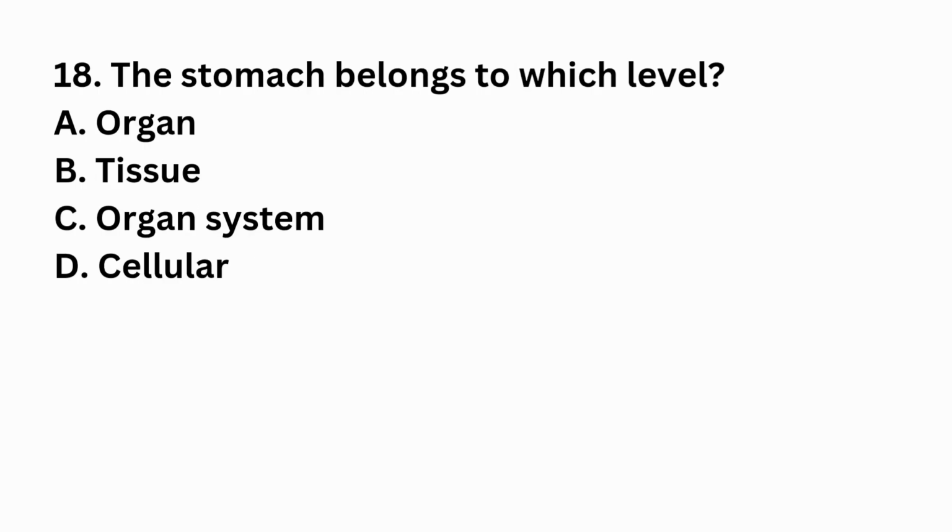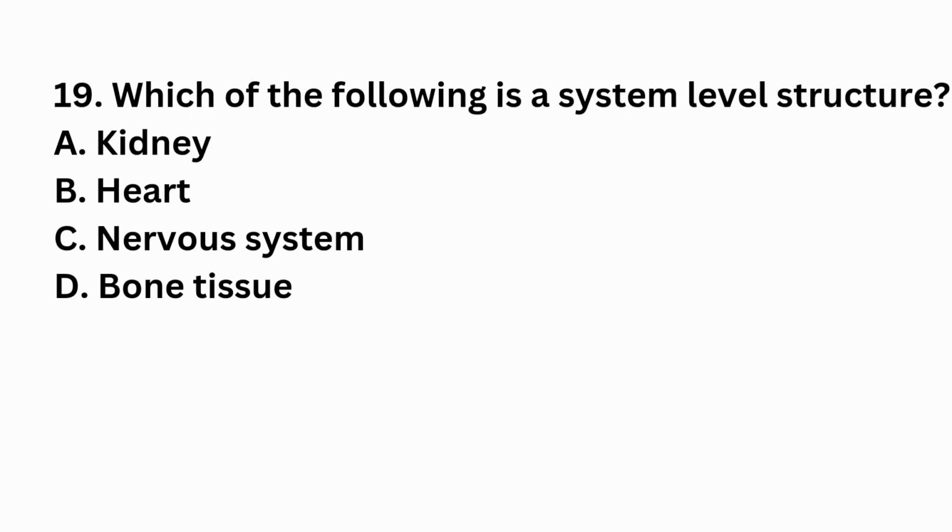Question number 18. The stomach belongs to which level? The correct answer is option A, organ. Question number 19. Which of the following is a system level structure? The correct answer is option C, nervous system.